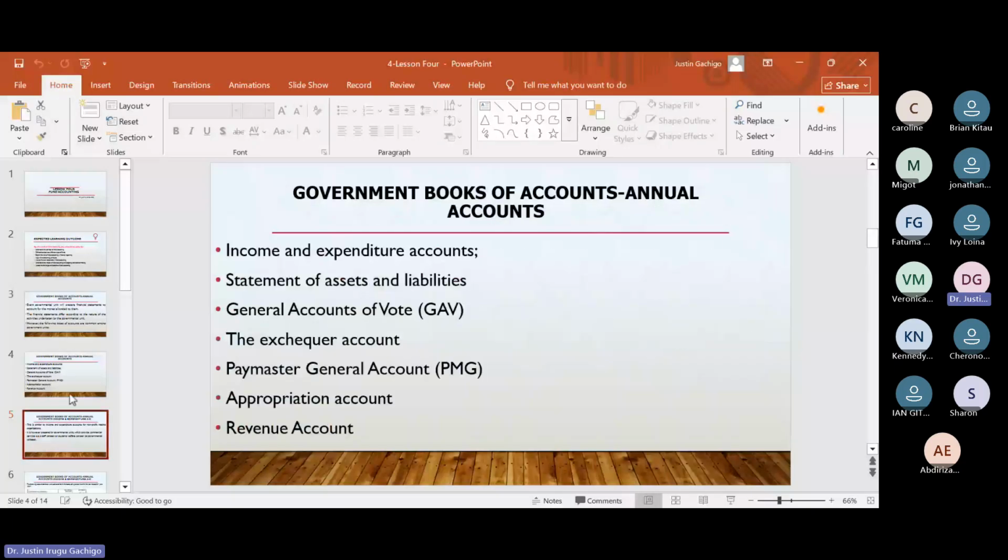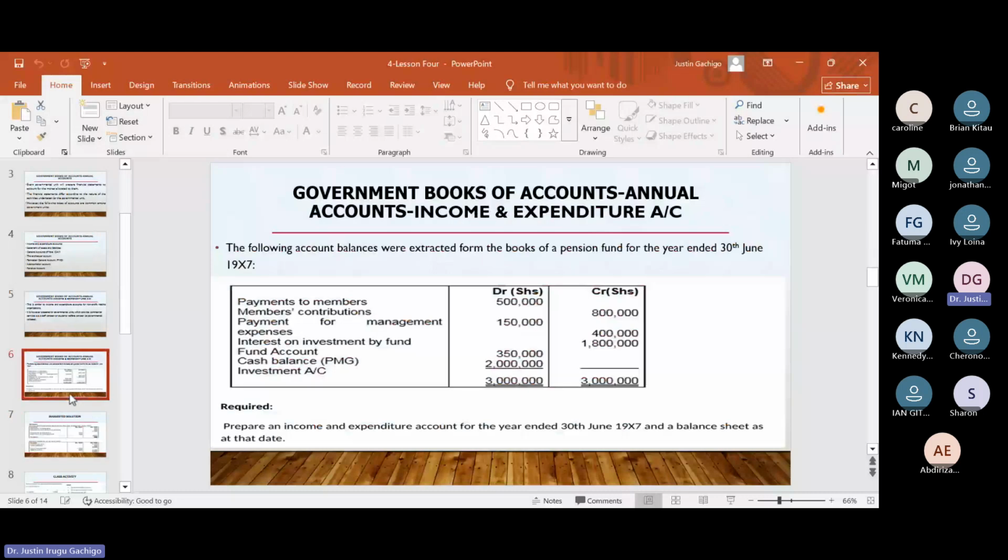Now, this is an example. The following account balances were extracted from the books of a pension fund for the year ended June 1997. So we have payment to the members, 500. Now, when you are analyzing a statement like this one, as you read it, what you should have at the back of your mind is the classification.